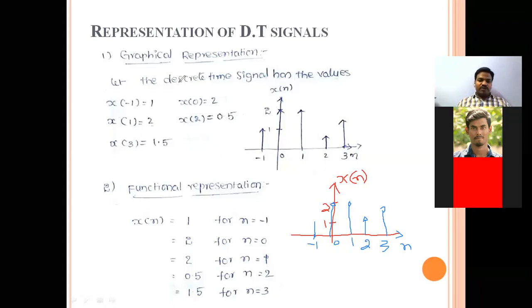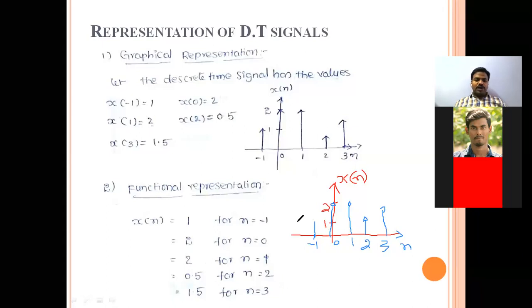So what is the difference between graphical representation and functional representation? Here x of -1, x of 0, x of 1, x of 2, x of 3 are given, and by using these values you can draw the graphical representation. But in functional representation, it is directly mentioned that x of n is equal to 1 for n is equal to -1, 2 for n is equal to 0, 2 for n is equal to 1, 0.5 for n is equal to 2, and 1.5 for n is equal to 3.